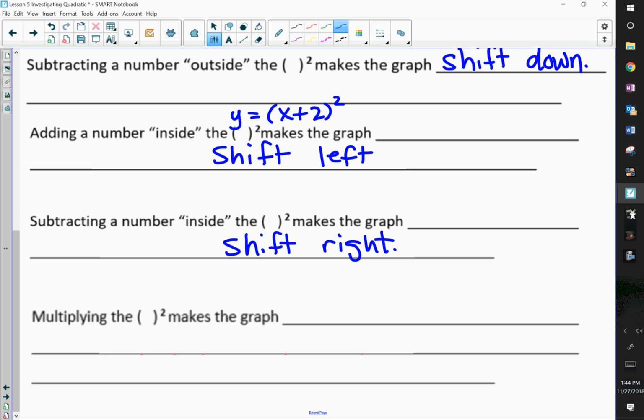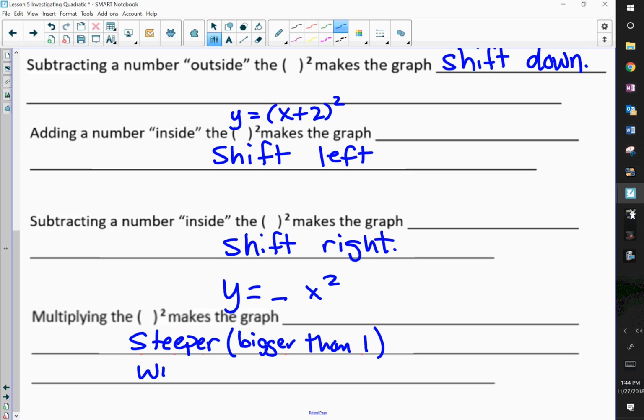And you may be noticing the answers to what we're writing down today is exactly the same as what we wrote yesterday. If you start multiplying a quadratic function, if you start putting numbers in front of the x squared, it's going to make the graph steeper, and it's going to be steeper if it's a number that's bigger than 1, and it's going to be wider if it's a fraction.